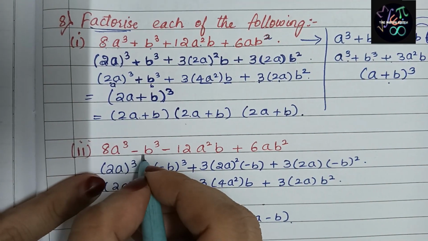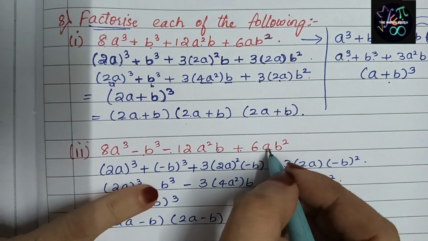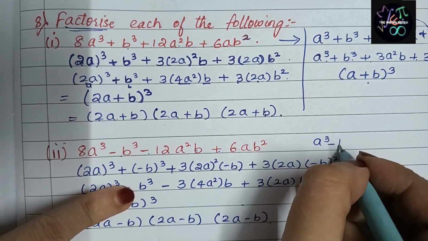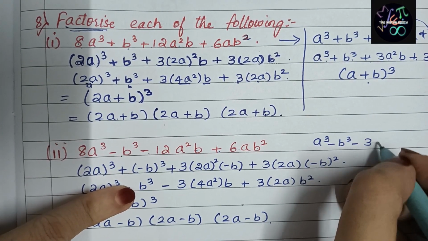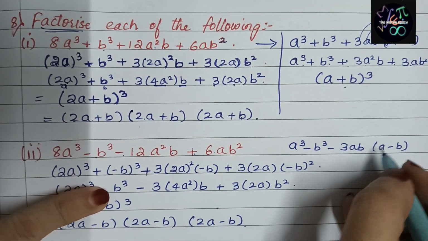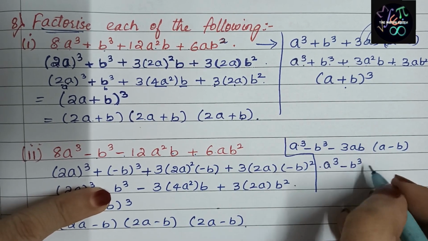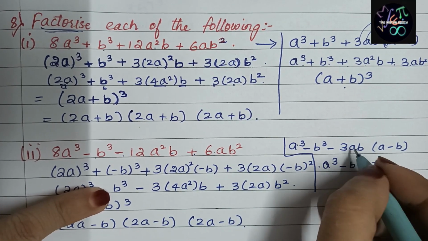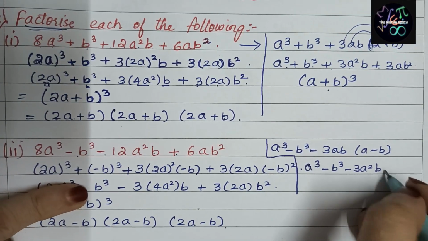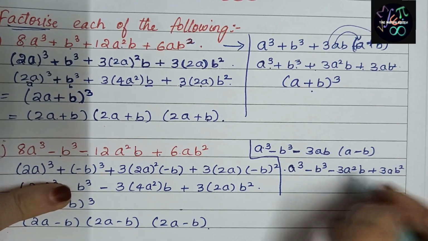8a cube minus b cube minus 12a square b plus 6a b square. So same formula, but only the thing is minus. A cube minus b cube minus 3ab times a minus b. If we open the bracket here, then what we are getting, see, a cube as it is, minus b cube as it is, minus 3a into a square b, minus minus plus 3a b into b square. So we get this formula.